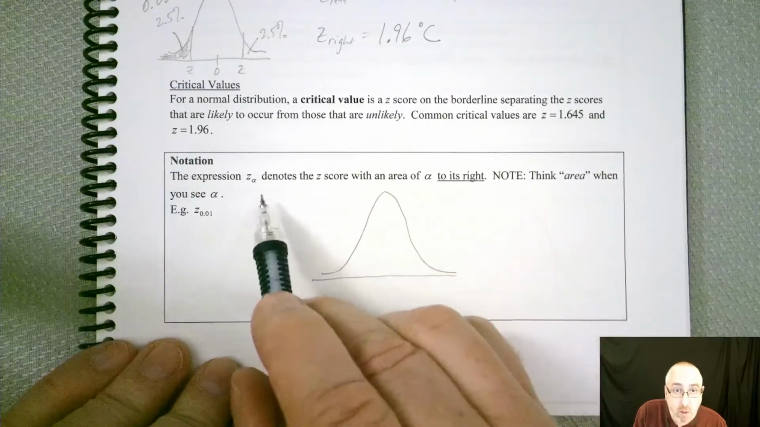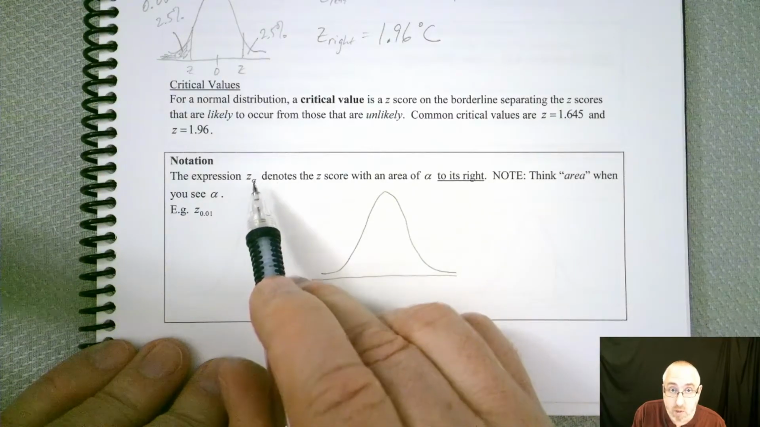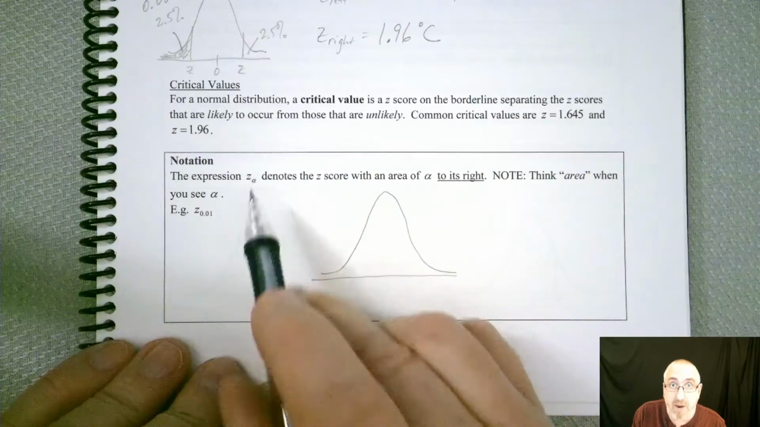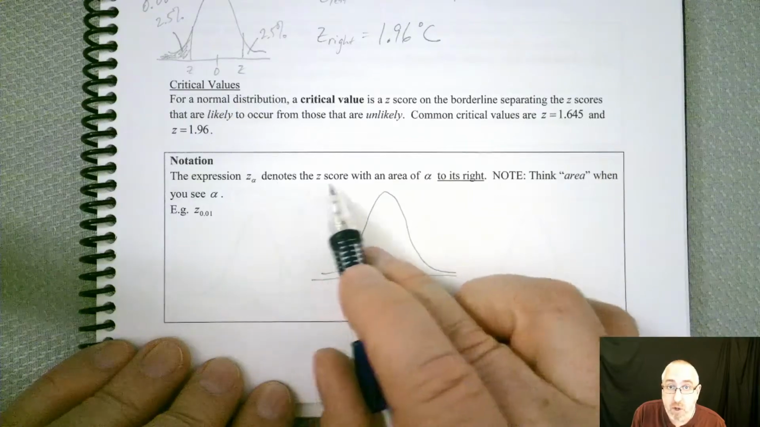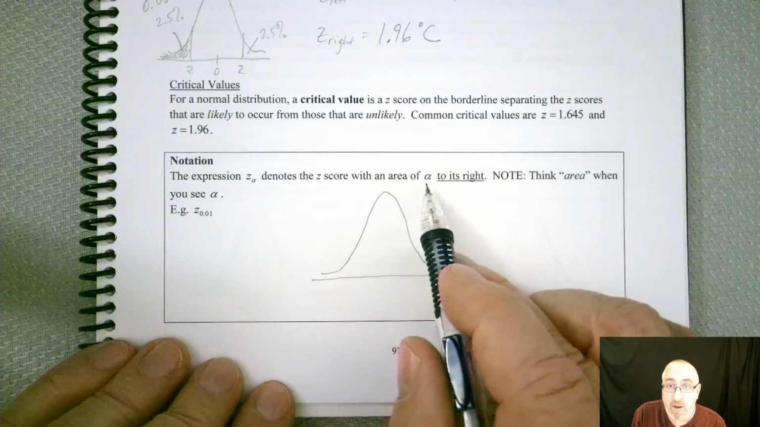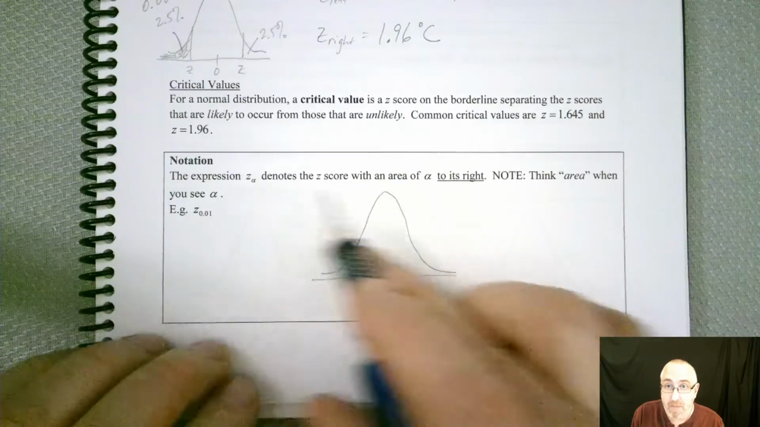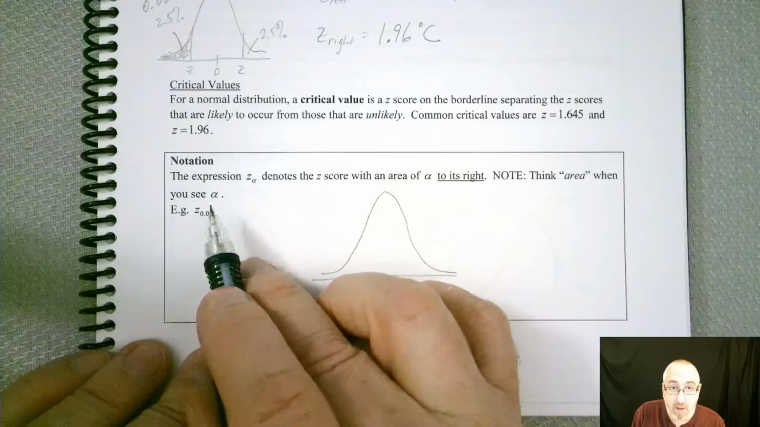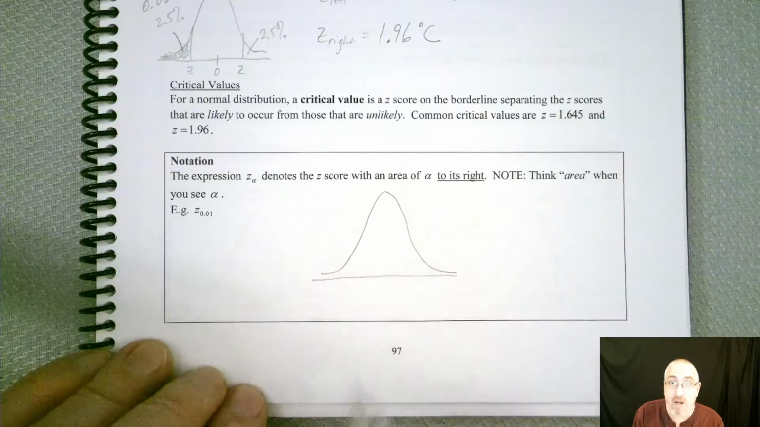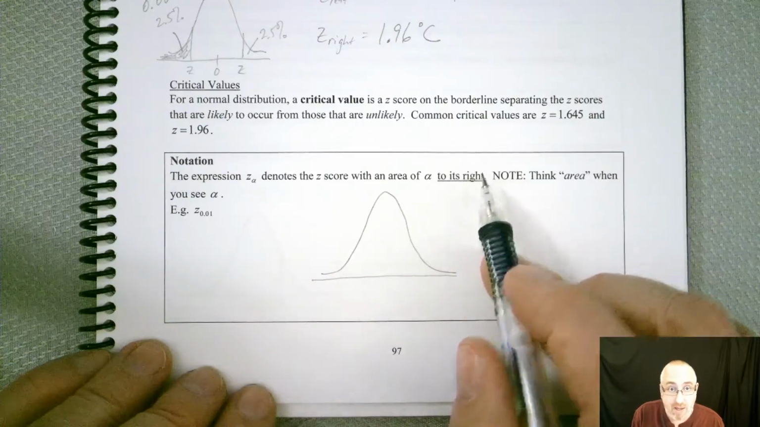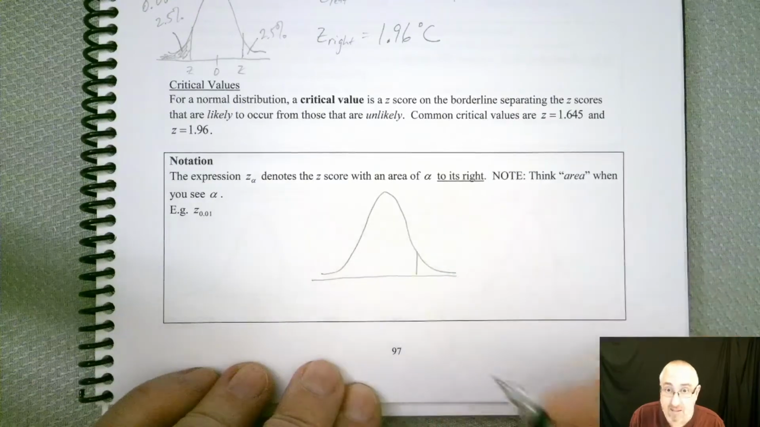Now the one thing you're going to notice is that they have a subscript for critical values. So there's always a subscript that kind of helps you identify where you're looking in your picture. Now it denotes an area of alpha to its right. So the subscript is describing area. So think area when you see alpha. So in this case, 0.01 is the area to the right. Now that's a pretty small area, so that kind of forces us to be looking on the right hand side.